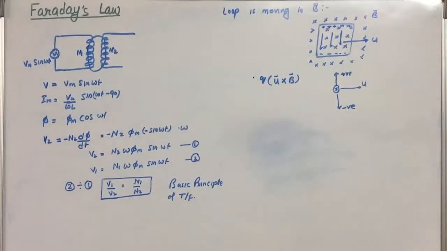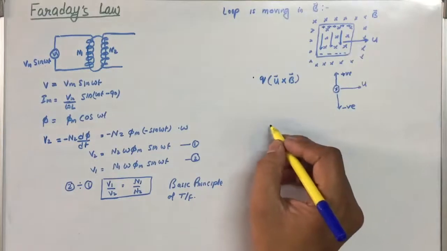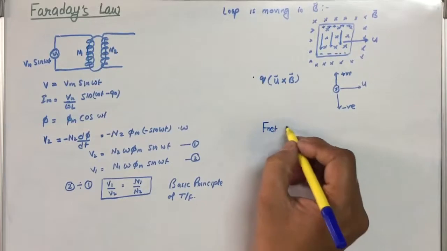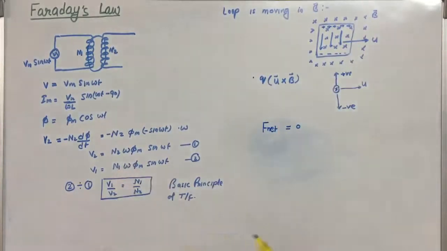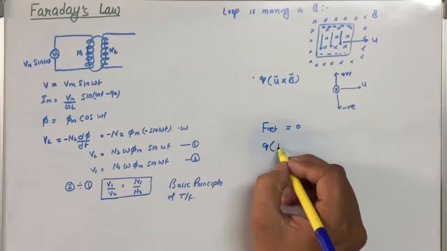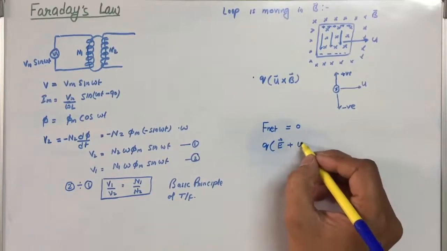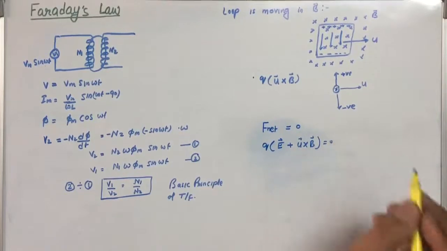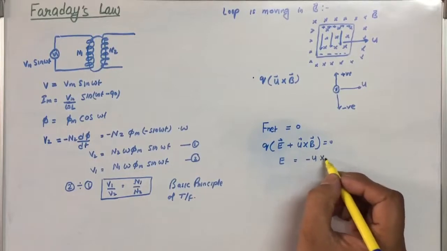We have studied that the net force on any loop in electrostatics is 0. Though there was torque, the net force was 0. We studied this in previous lectures. So from there we can say Q E plus U cross B, this is the net force, is equal to 0. From here we can write E is equal to minus U cross B.